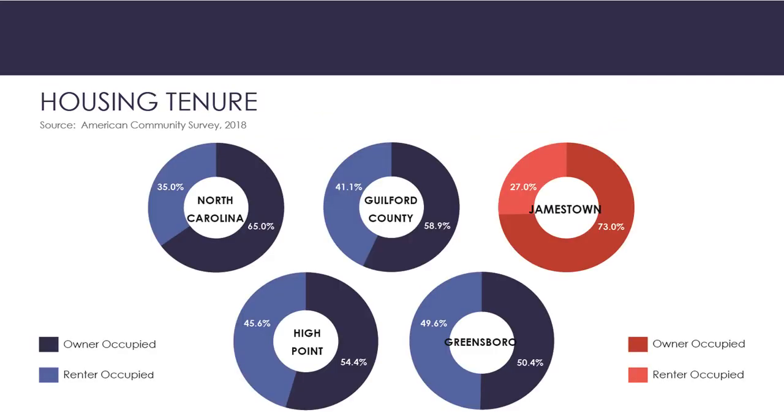This next slide shows the rate of owner versus renter occupancy in Jamestown as compared to the state, Guilford County, and its larger neighbors of Greensboro and High Point. Of significant note, we see that Jamestown has a very high homeownership rate of 73%. This is significantly higher than the rate in the state as a whole, as well as Guilford County.